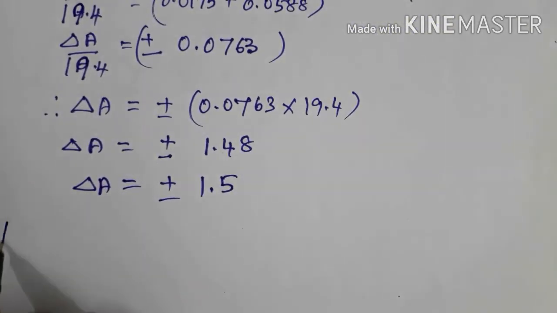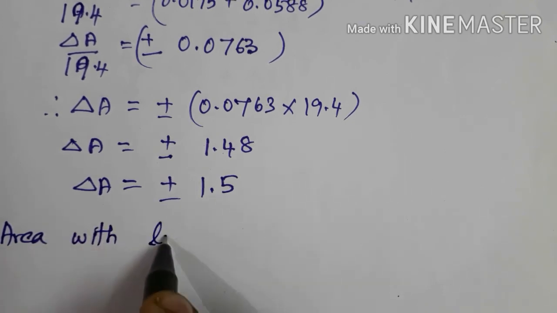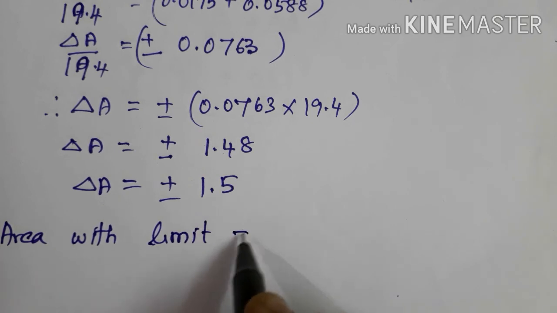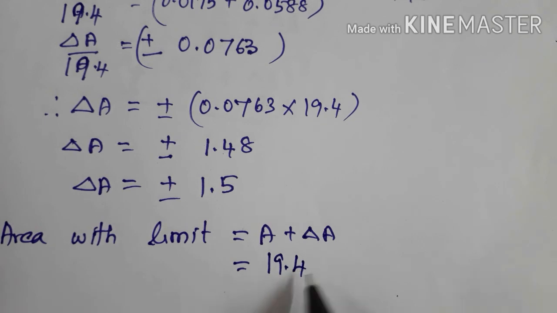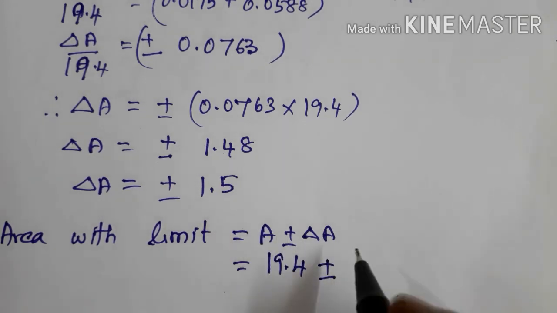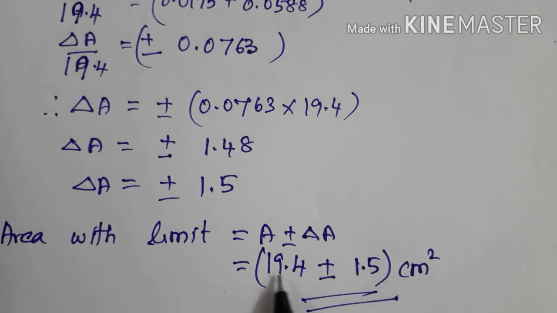Now we will write area of rectangle with error limit is equal to A plus delta A. What is A? 19.4, right? Plus or minus what is delta A? 1.5. So this is the final answer you are getting. 19.4 plus 1.5 or 19.4 minus 1.5. So the final answer is with error. Okay, so this might be a 3 mark problem, children.